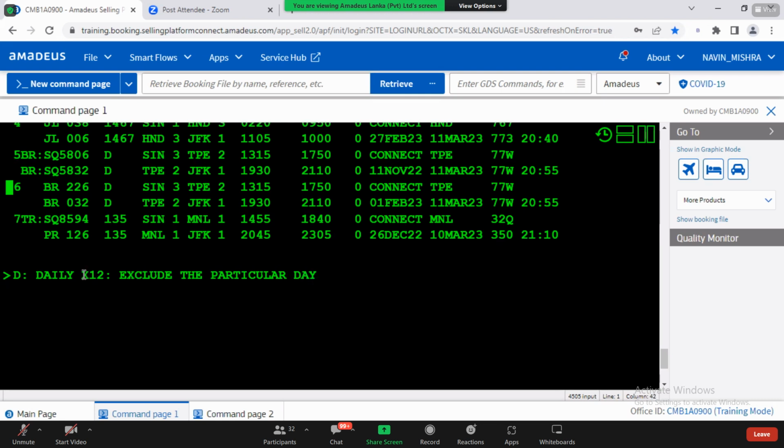Now tell me, if a flight is stating X12, what does it mean? That means the flight is not operating on Monday and Tuesday. Except these 2 days, the rest of the 5 days the flight is operating. Is that clear? And if there is something written without X, that means that flight is only operating on that day. That's the only difference between with X and without X.